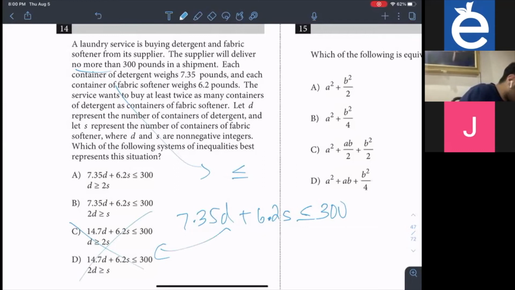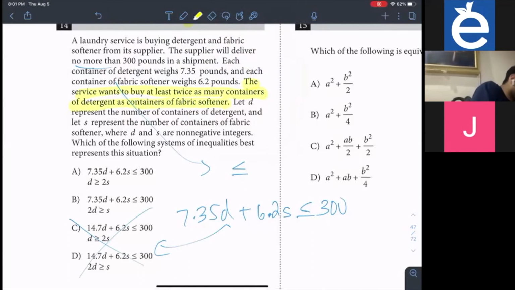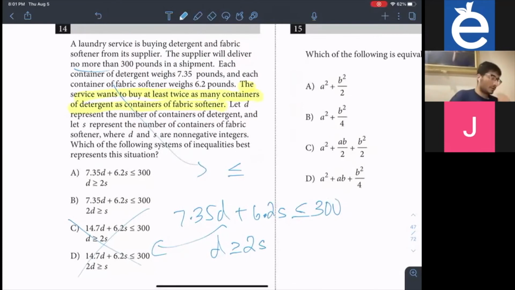Since the service wants to buy at least twice as many containers of detergent as containers of fabric softener, that means D has to be greater than or equal to 2S, because the service wants to buy at least twice as many containers of detergent as containers of fabric softener. So the detergent has to be more. So we know B is wrong because it does not match the inequality that we just wrote based off the problem that they gave us. So our answer is choice A for 14.